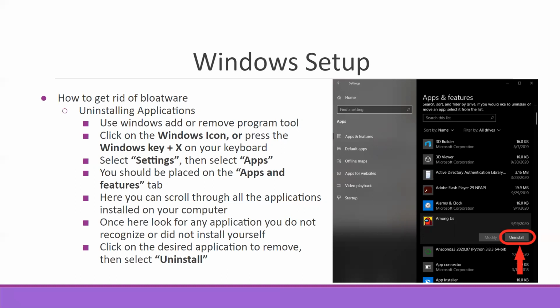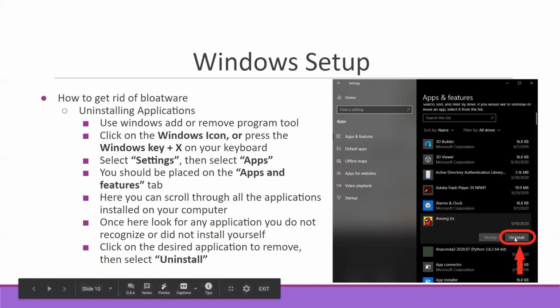On the right side of the screen in the photo, you see Apps and Features right here at the top. I don't know if you can see my mouse. And then you can scroll through all the applications installed on your computer, or you can click this little search list and sort by name, just type in the name of whatever it is you want to delete. Once you're there, look for the application you do not recognize or did not install yourself if you're trying to get rid of the bloatware and not just whatever software you've decided. Then you click on the desired application to remove and click uninstall, which is highlighted by this little red circle and arrow.